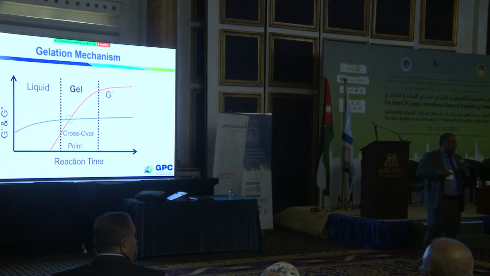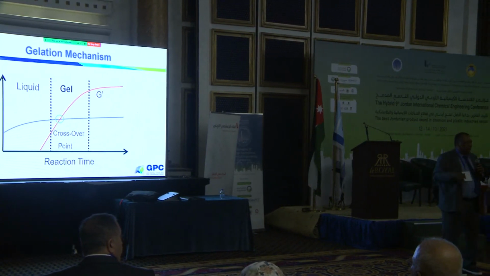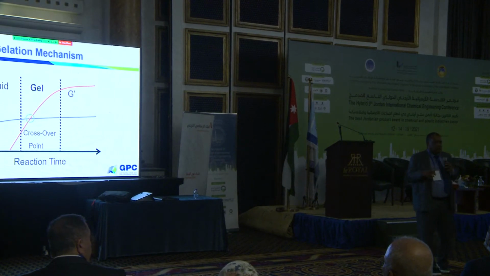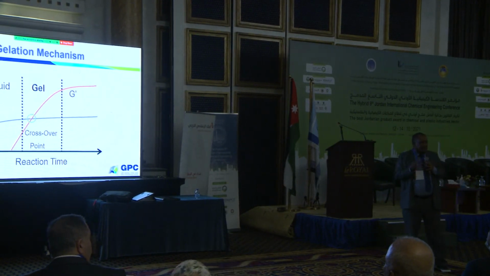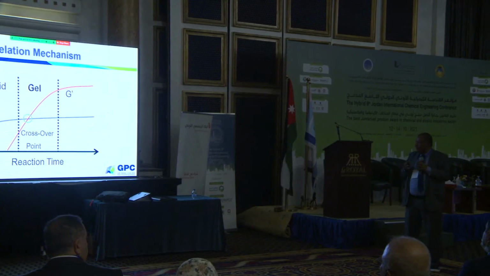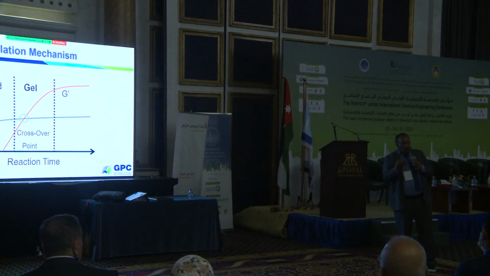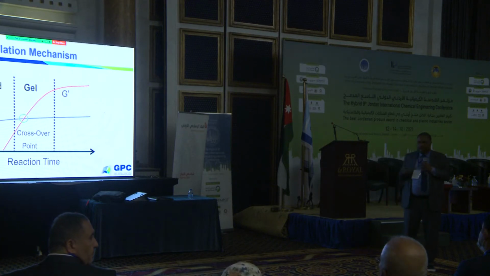When do we call this material a gel? We measure something called G prime in rheology. This is the elastic modulus. Once the G prime of the material is higher than G double prime, that means it is more solid than liquid, and we call that a gel.